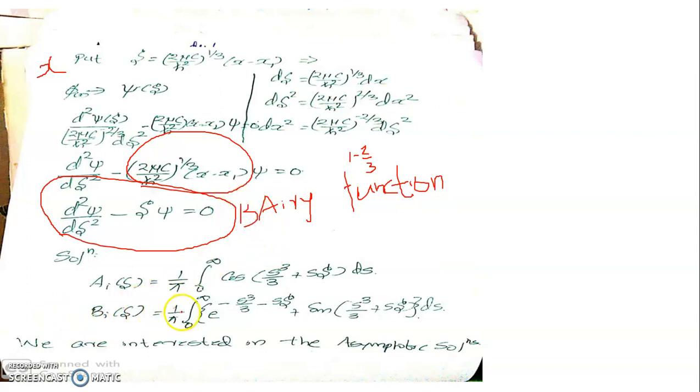B-A-I-R-Y. The Bairy function is given by 1 by pi integral 0 to infinity of e raised to minus s cube by 3 minus s theta, plus sine of the same term, s cube by 3 plus s theta, ds. So these are the wave functions, or mathematical functions, or mathematical curves representing the system at the turning point.